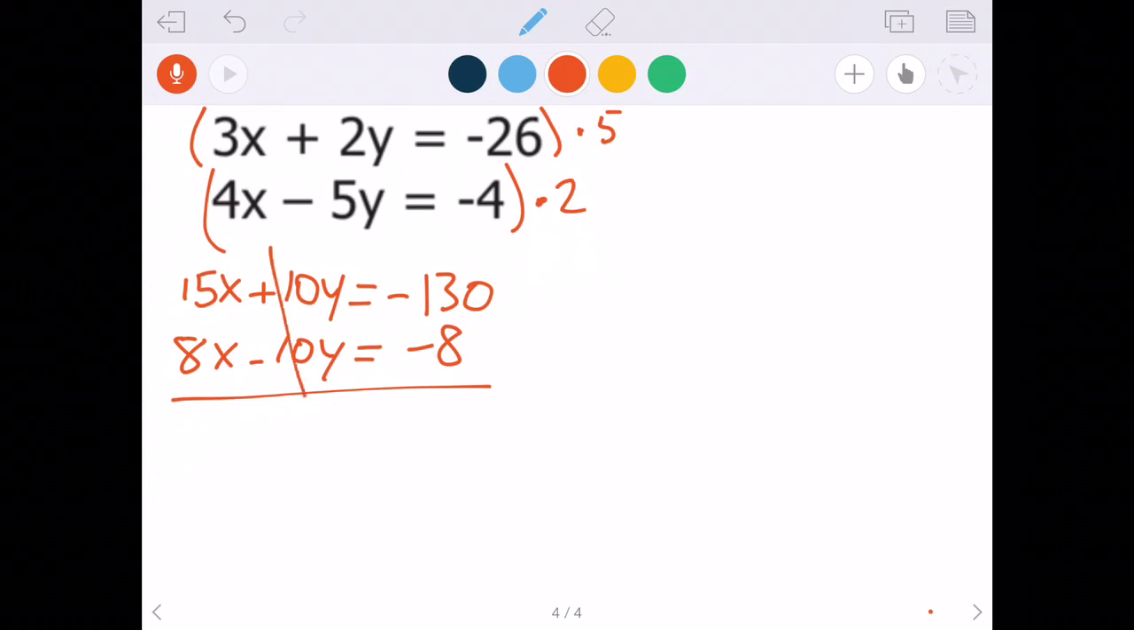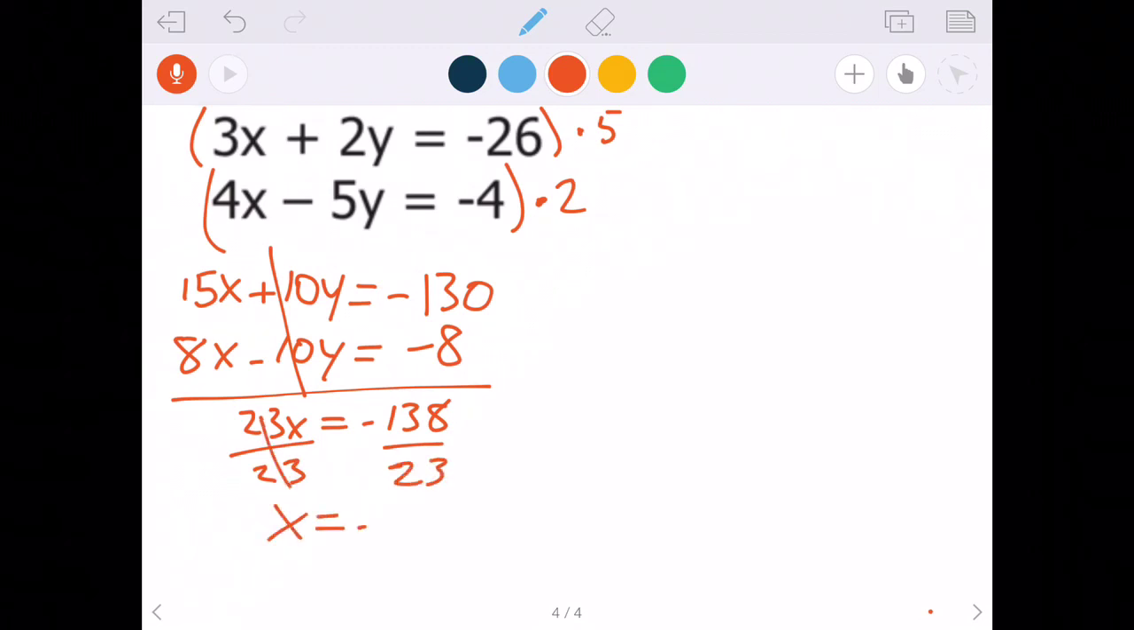So now, as you can see, our y's are going to eliminate, which is our goal. So what's left is 23x equals negative 138. So we need to solve for x. So what's left is x equals negative 6.